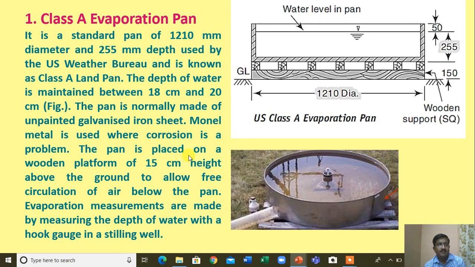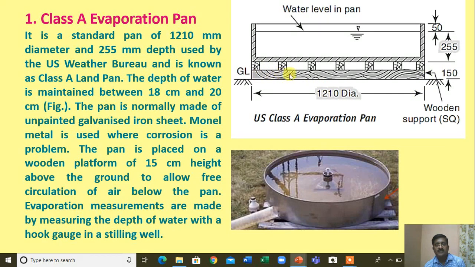The pan is placed on a wooden platform of 15 cm height above the ground to allow the free circulation of air below the pan. Evaporation measurements are made by measuring the depth of water with a hook gauge in a stilling well. So, you can see the cross section of this evaporation pan.